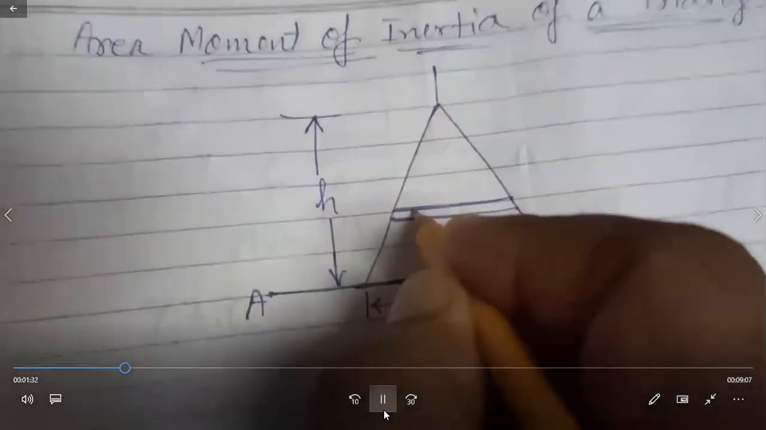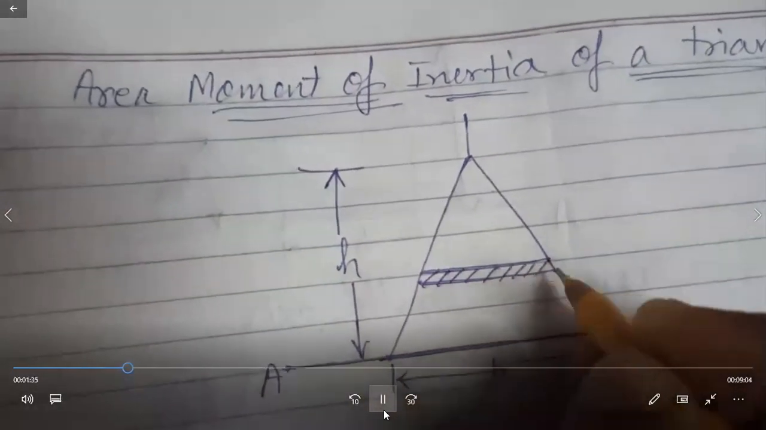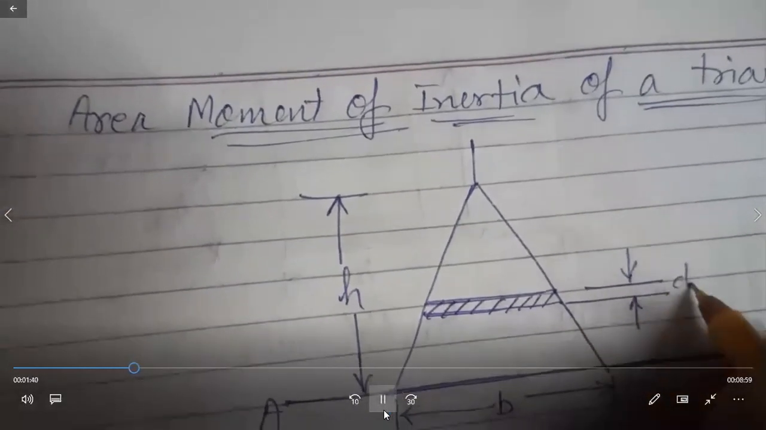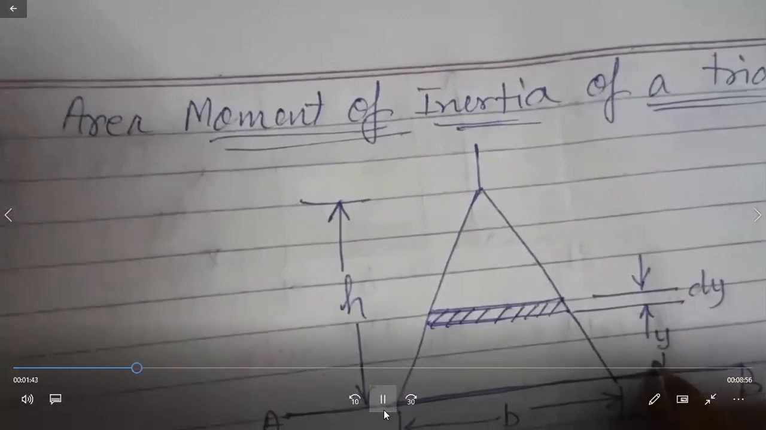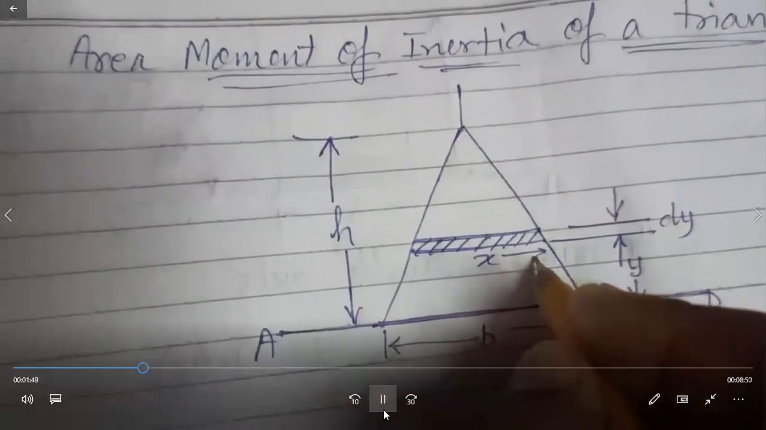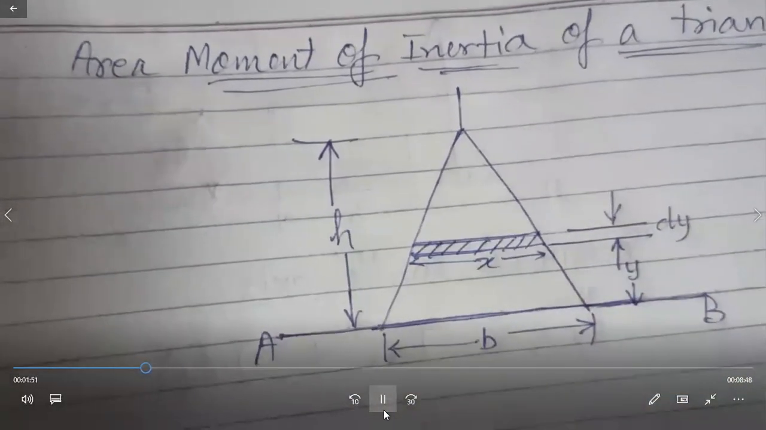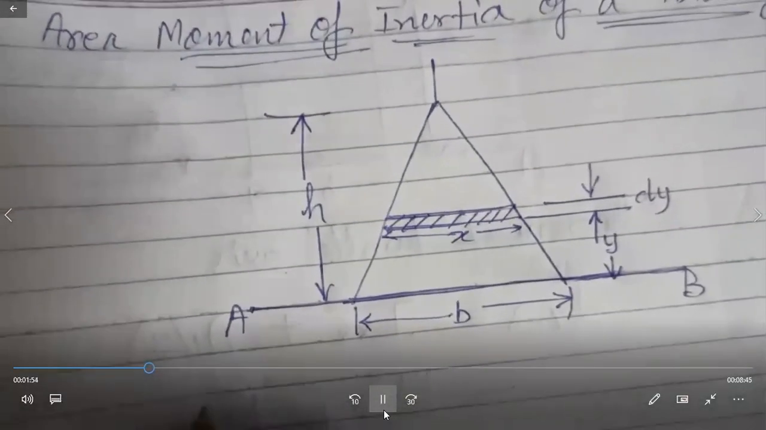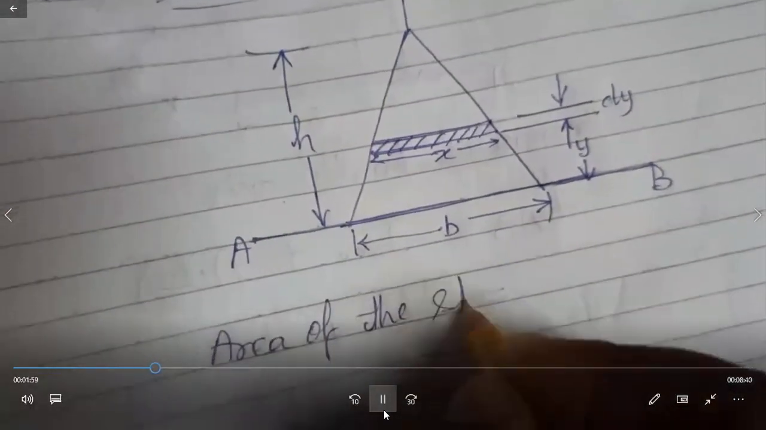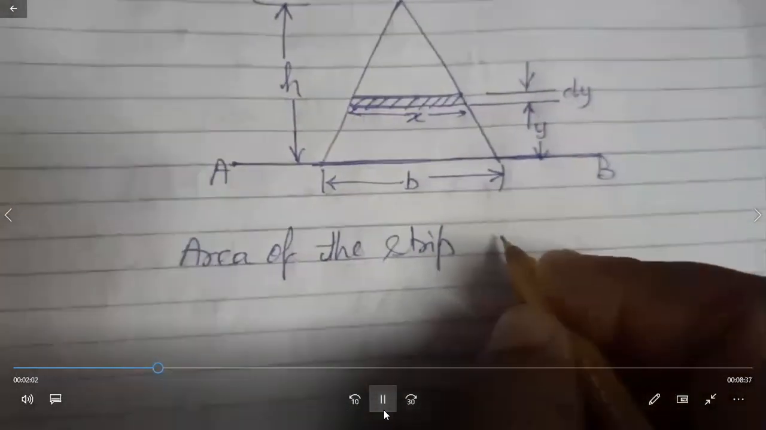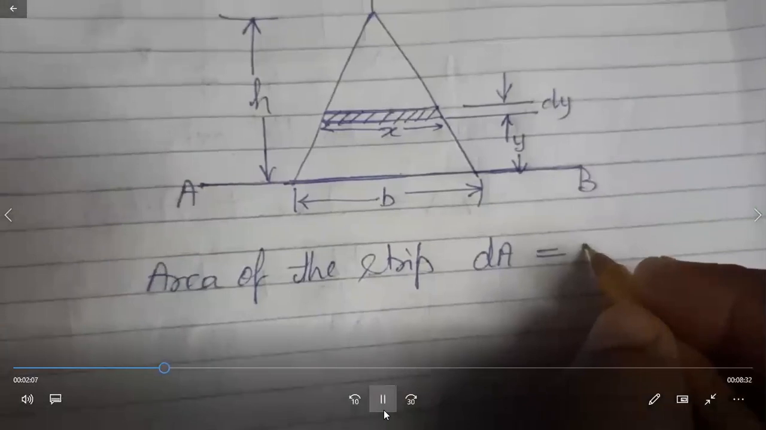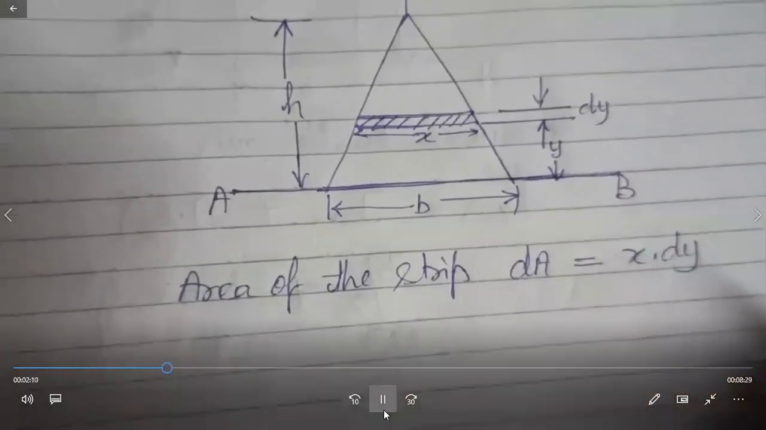So for this we have taken this elemental strip of thickness dy at a distance y. So this is x. So now the area of the strip is dA equal to x into dy.